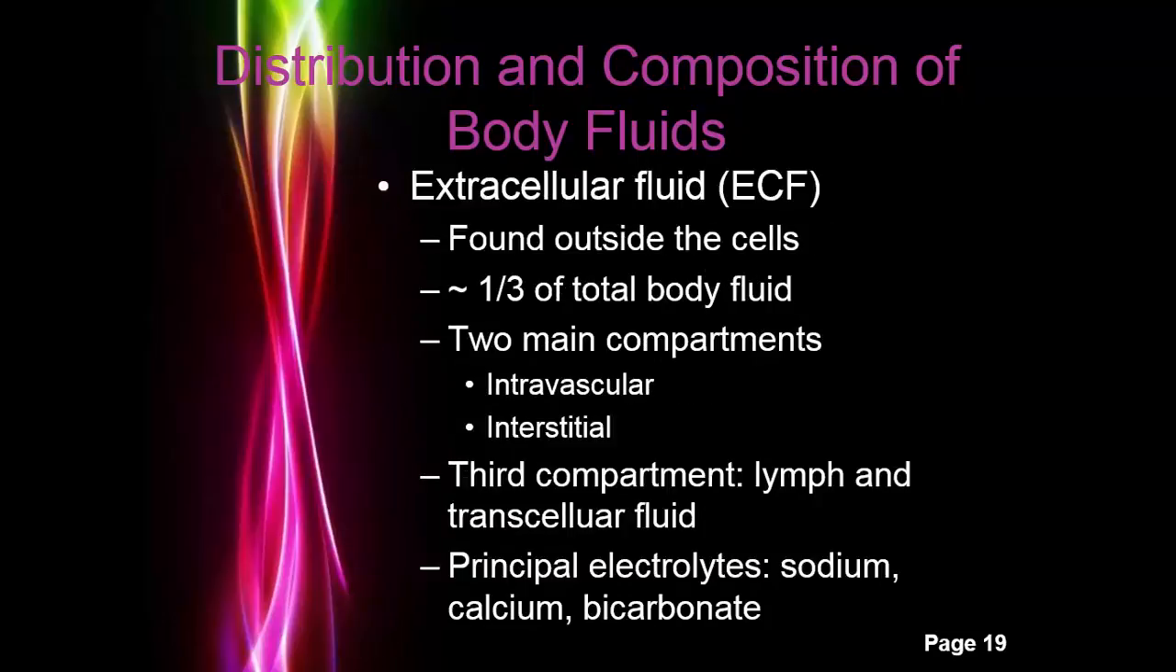All right, extracellular fluid is found outside the cells. It's about 1/3 of the body weight. Two major compartments, intravascular and interstitial. Third compartment, lymph and transcellular, which we talked about, and your principal electrolytes are sodium, calcium, and bicarbonate.